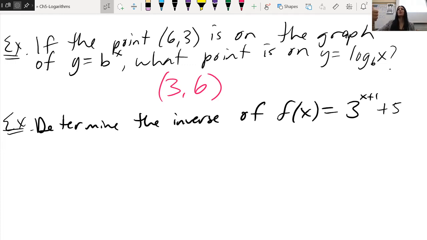Remember the steps. We swap the x and the y. We isolate for y, for the new y. The inverse, I want just the inverse. So if this is an exponential, the inverse must be in log form, right?